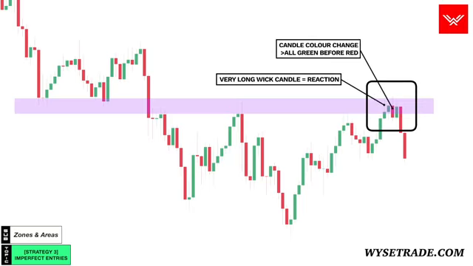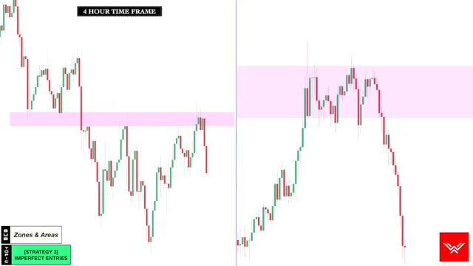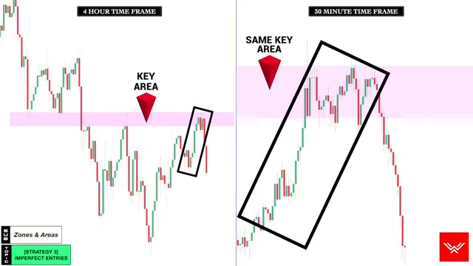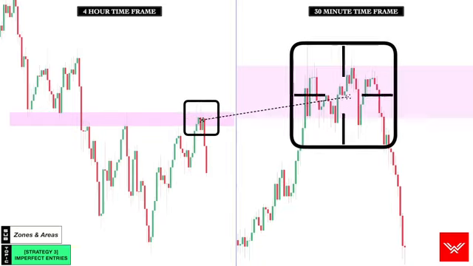So let's pull up a lower time frame, specifically the 30-minute time frame, and put it beside this one. On the left is the 4-hour time frame we just looked at, and on the right is the 30-minute time frame of the same asset, same key level, same uptrend. This area here is this same area here.